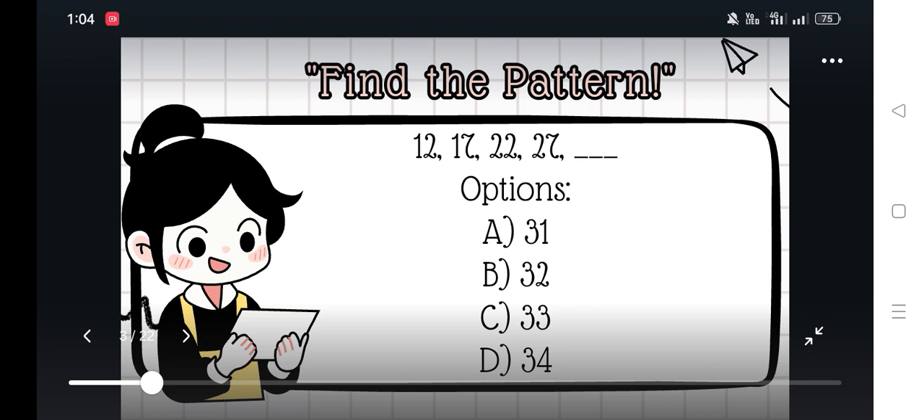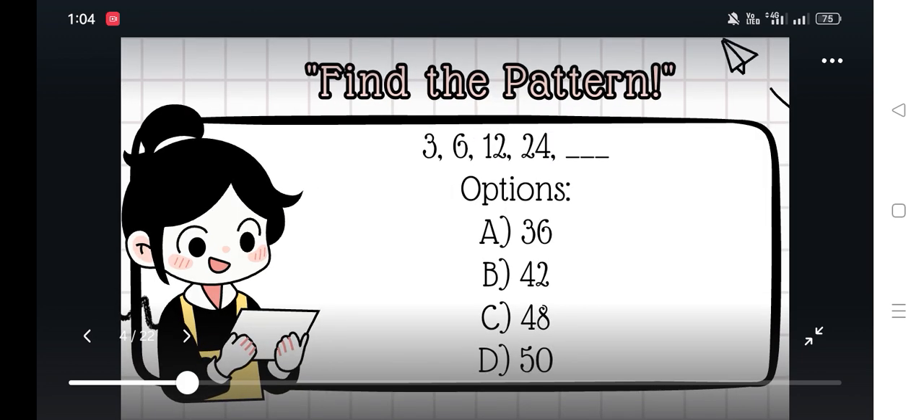We have 12 plus 5 is equal to 17. 17 plus 5 is equal to 22. 22 plus 5 is equal to 27. And 27 plus 5 is equal to 32. Okay, very good.